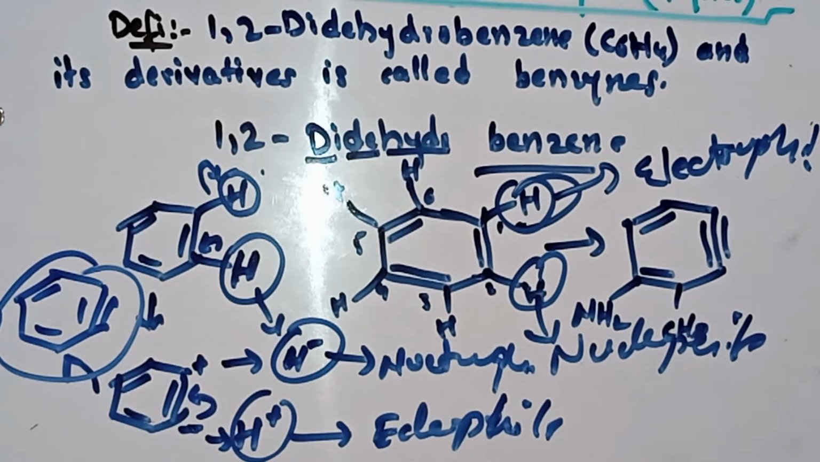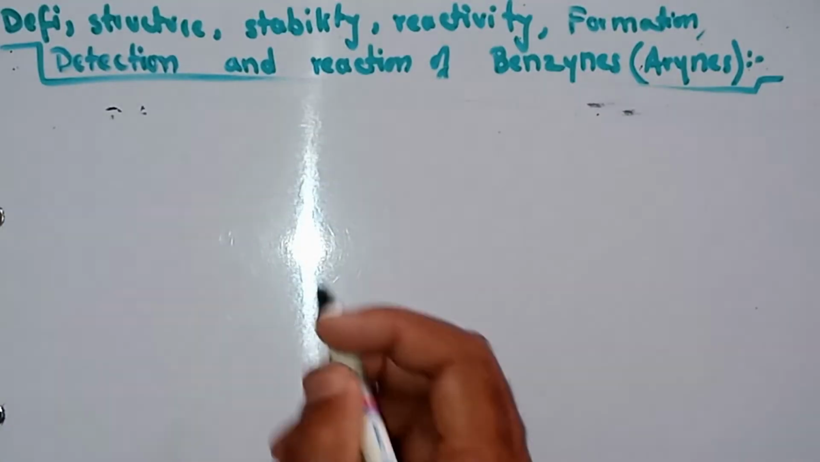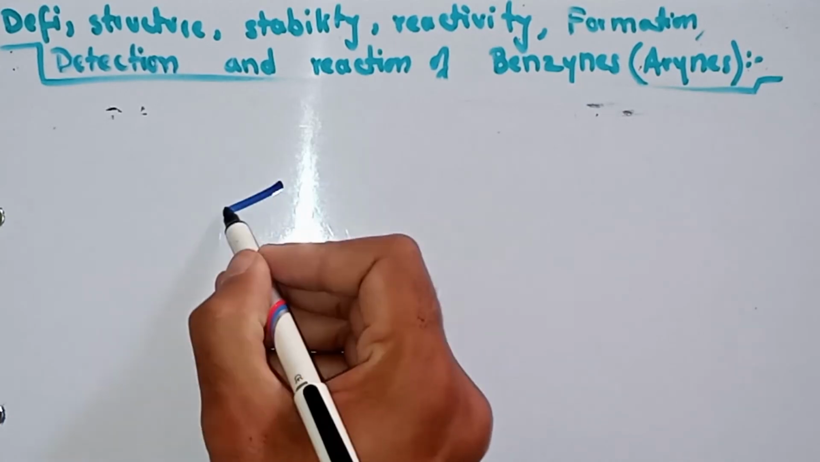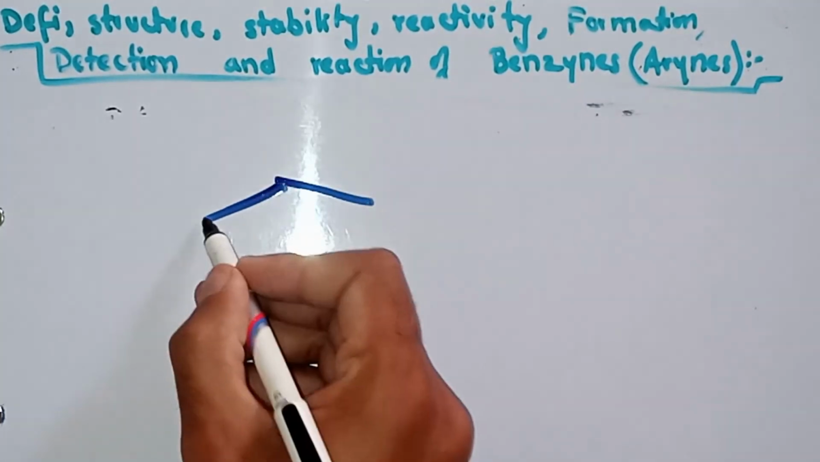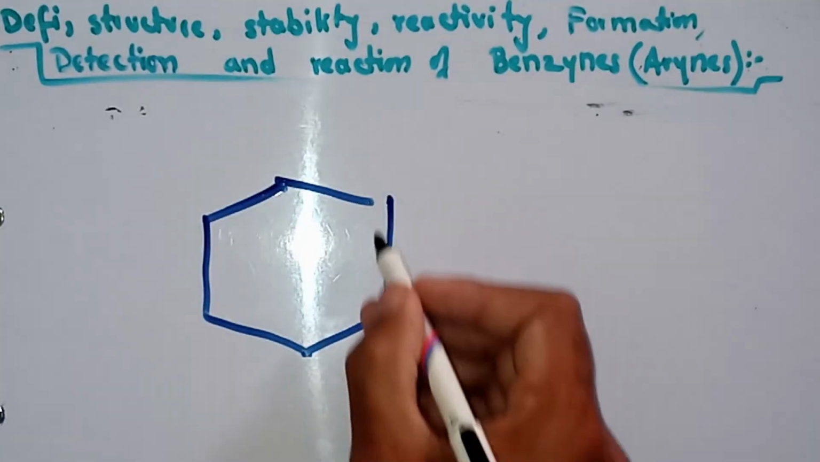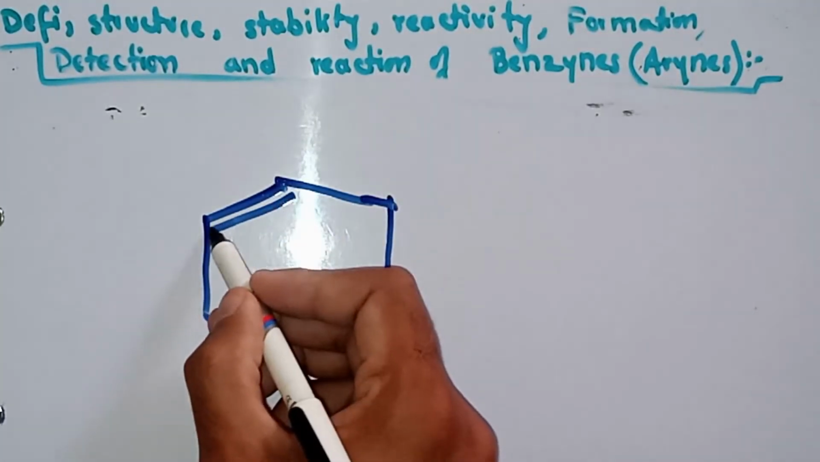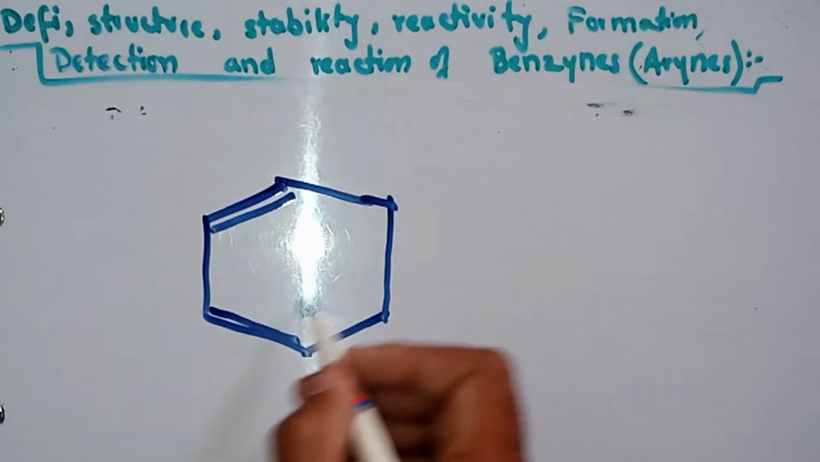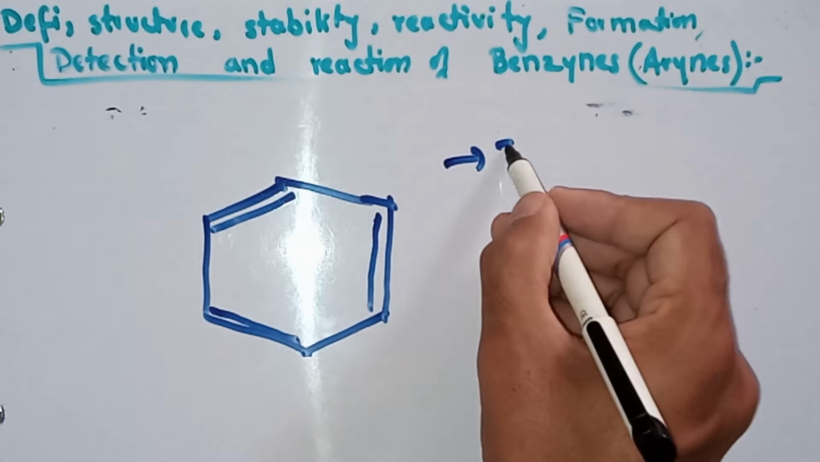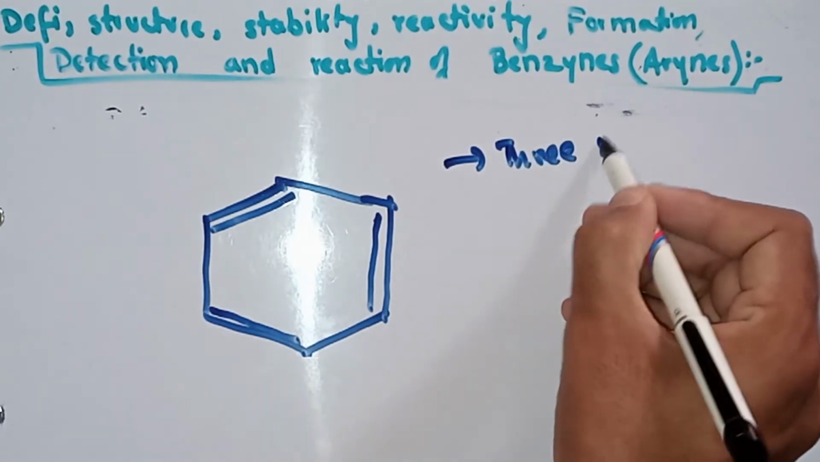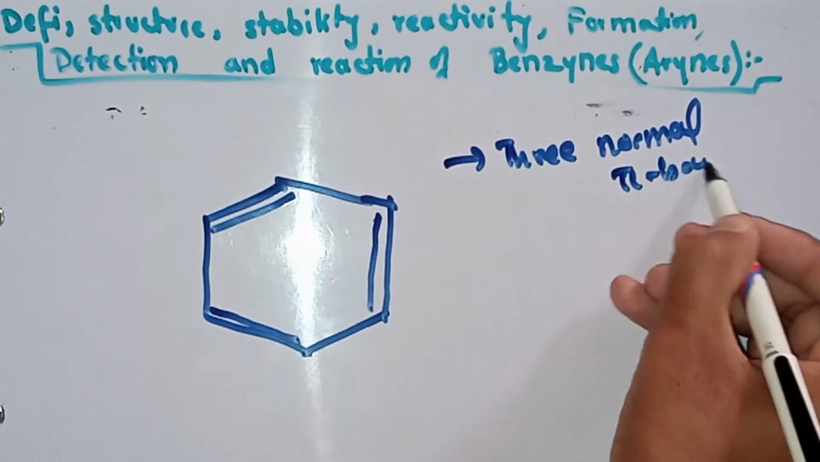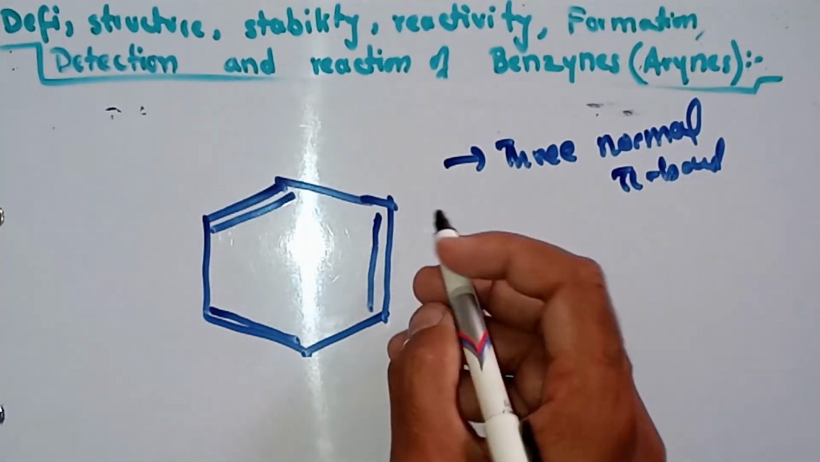Okay, let's proceed with the topic. Now let's draw the structure of benzyne. What is the structure of benzyne? Benzyne has a structure like that. It has three normal pi bonds. But one bond is not normal.